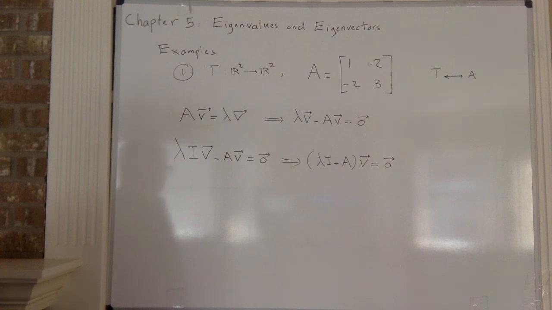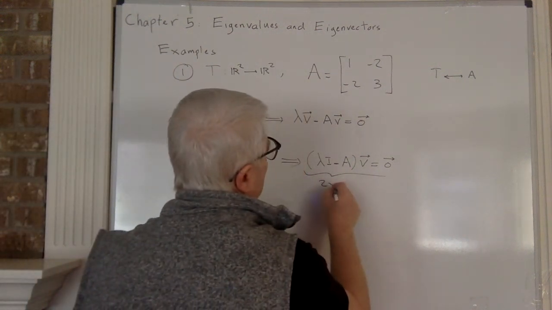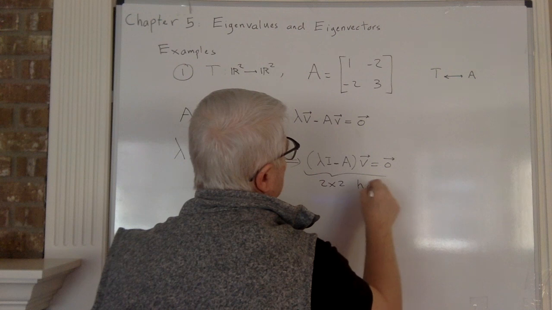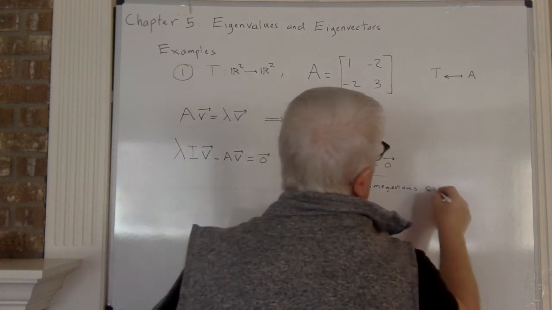This is in fact the equation. If I solve this equation for lambda and V, I have solved the problem. Let's look at this. This is in fact a system of equations, in this case a 2 by 2 homogeneous system of equations.